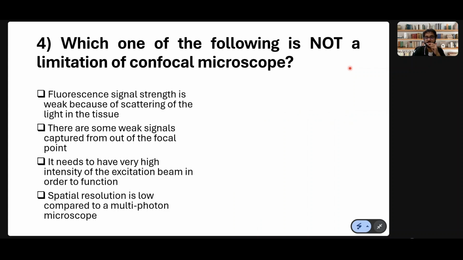Which one of the following is not a limitation of confocal microscope? There are multiple options here. One deals with fluorescent signals being weak because of scattering of light. There are some weak signals captured at the focal point. It needs very high intensity of excitation beam in order to function. Spatial resolution is low compared to a multiphoton microscope.